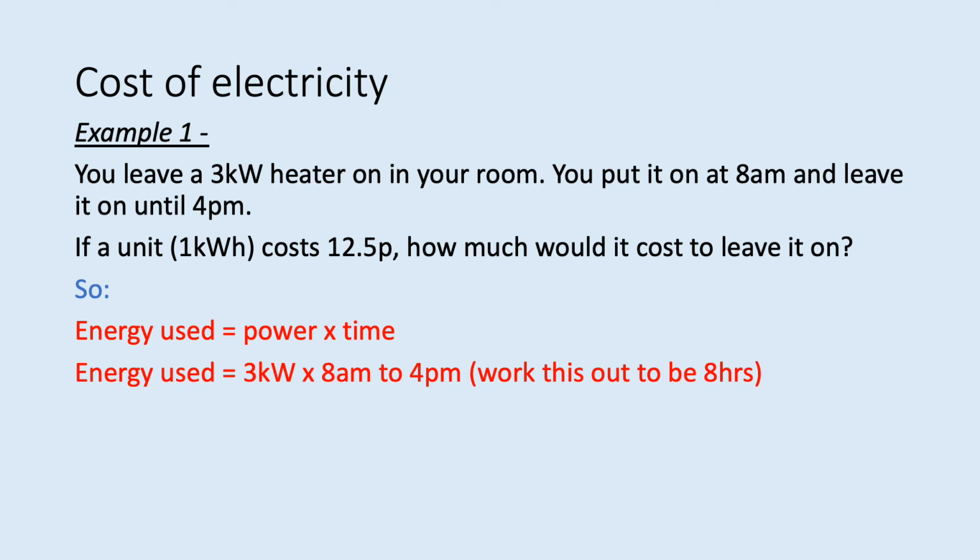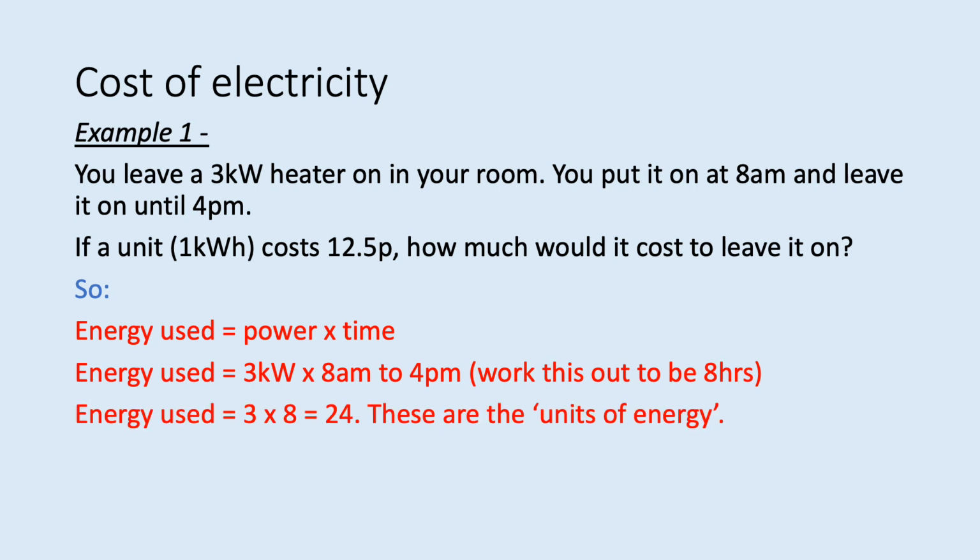So the energy used is equal to 3 kilowatts times 8 a.m. to 4 p.m. Now we can't do that, that has to be worked out as 8 hours. So really it should be 3 times 8, which is equal to 24, and these are the units of energy.